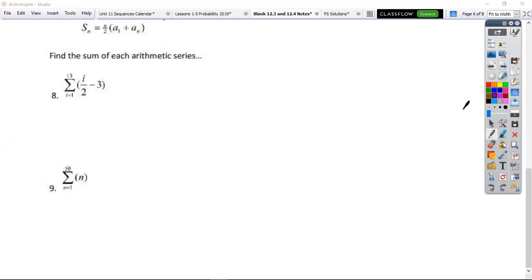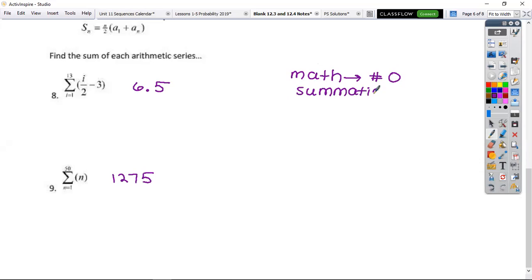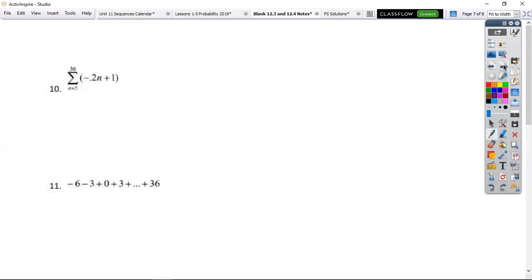All right, so the first answer was 6.5, and the second answer was 1,275. Again, those are right on your calculator. You can hit math and go up to choice number 0, but what you're looking for is a summation symbol. So, summation. All right, so next couple, and then we'll add some quiz review ones.